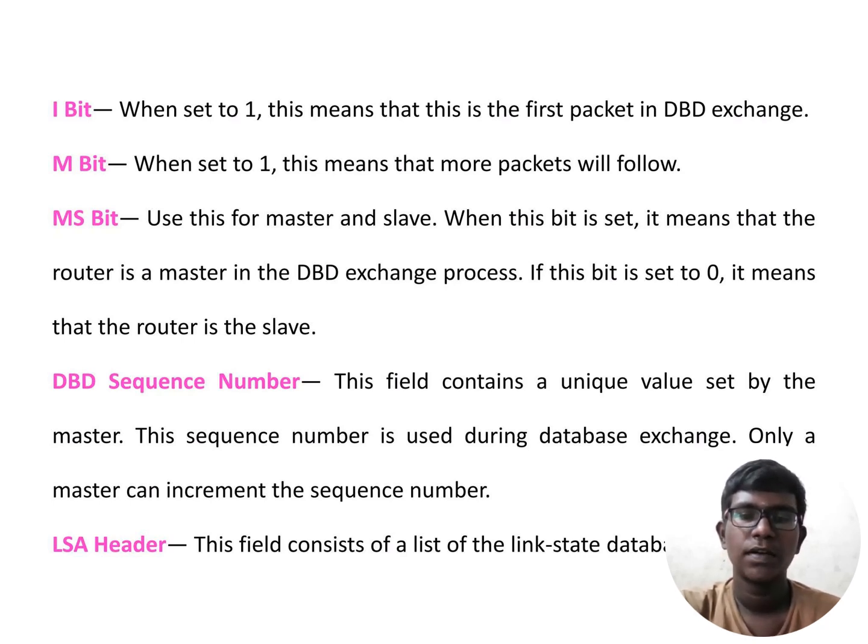If this bit is set to 0, it means that the router is a slave. The DBD sequence number field contains a unique value set by the master. The sequence number is used during the database exchange and only a master can increment the sequence number. The LSA header field consists of a list of the link state database headers.